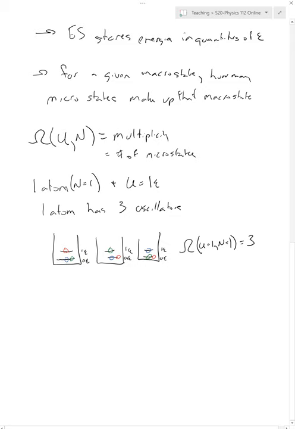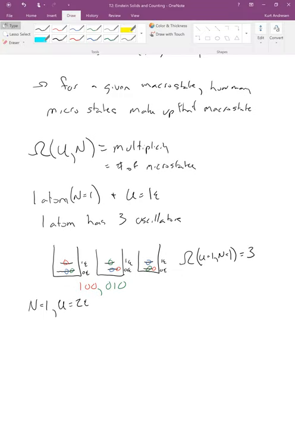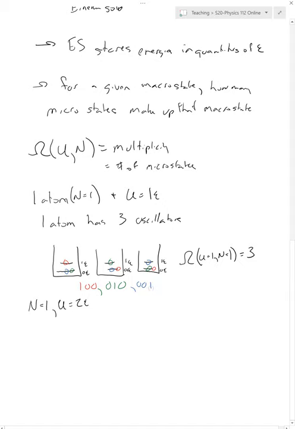Let's look at one other example. Let's do one atom, so N equal to 1, and let's do U equal to 2. We're going really slowly here, but that's mostly because we're going to stop being able to do this. So I'm going to get rid of the energy diagram. What I'm going to do is call this state, for instance, the red state. This red state would be called 1, 0, 0, because the first oscillator has 1 unit of energy and the next two oscillators have 0 units of energy. By the same token, the green one would be called 010. This is just going to make it faster to write. And obviously, the blue one would be 001.